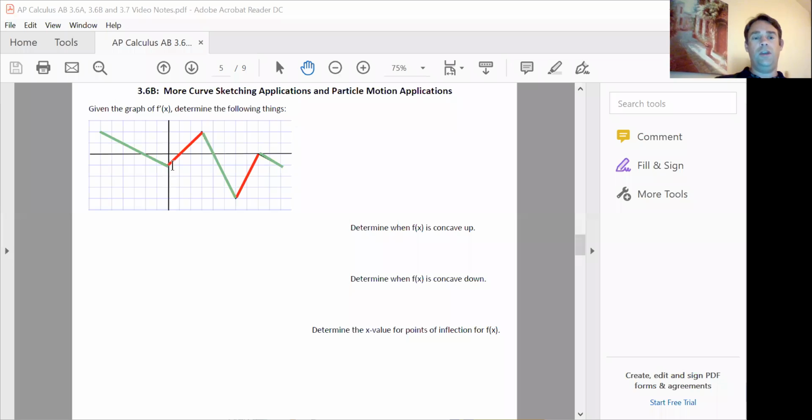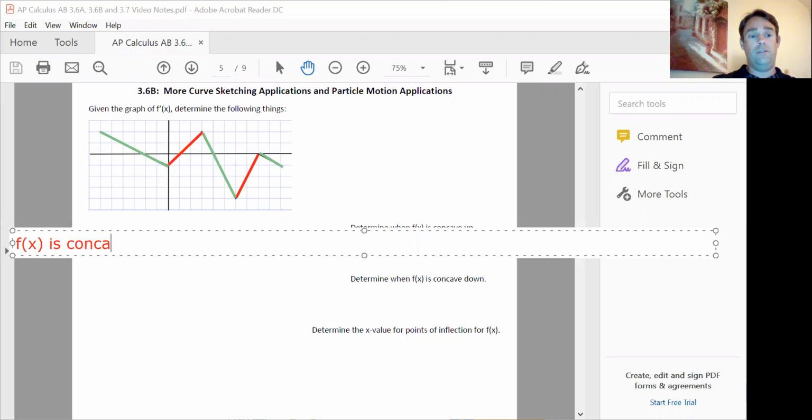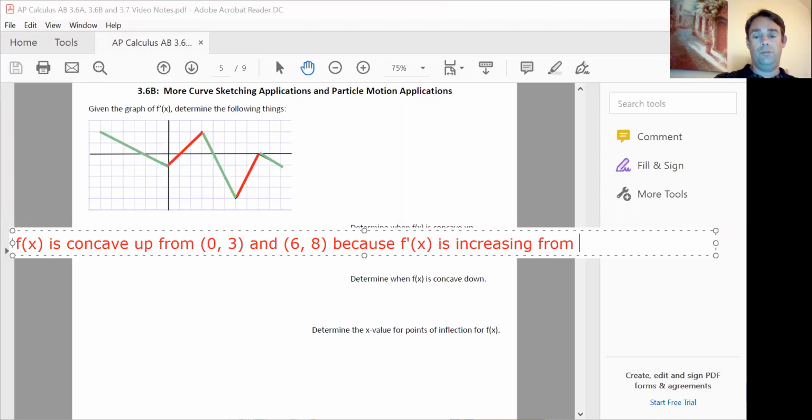So again, we can write about it. f of x is concave up from 0 to 3, and we also have it from 6 to 8, because f prime of x is increasing from 0 to 3 and 6 to 8.